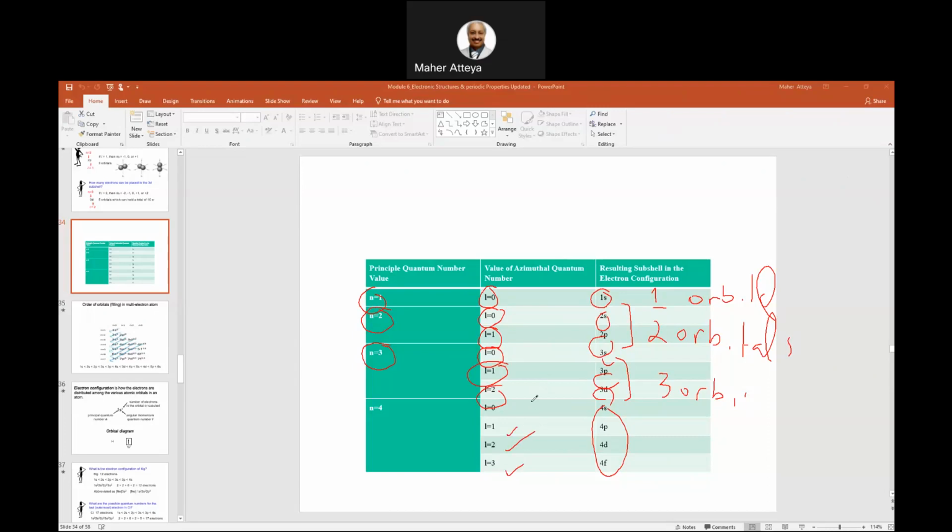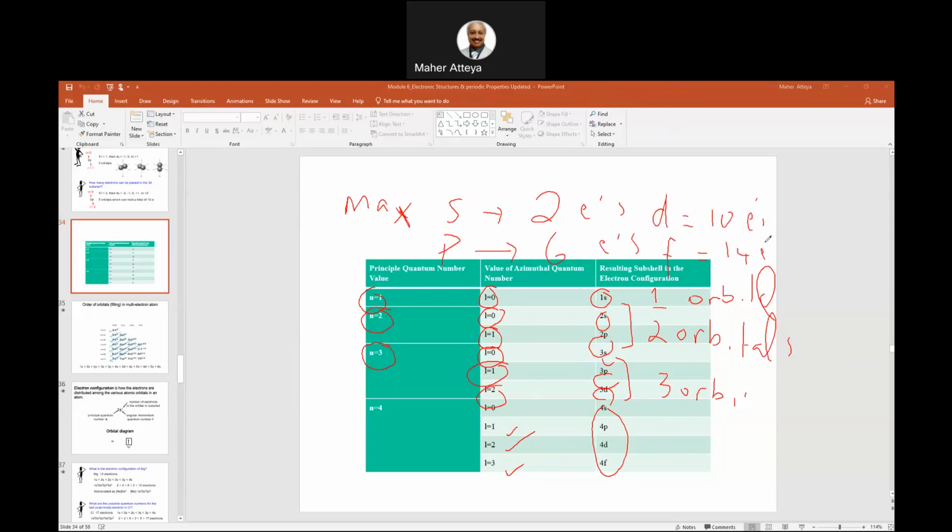The maximum occupation of the S orbitals is 2 electrons. The P orbitals have a maximum of 6 electrons. The d orbitals have 10 electrons. The f orbitals have 14 electrons.